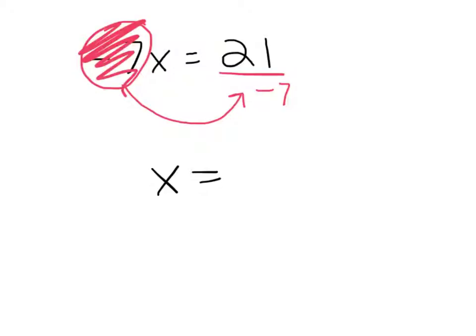Let's think. Positive 21, negative 7. A positive divided by a negative is a negative. 21 divided by 7 is 3. And that's the answer.